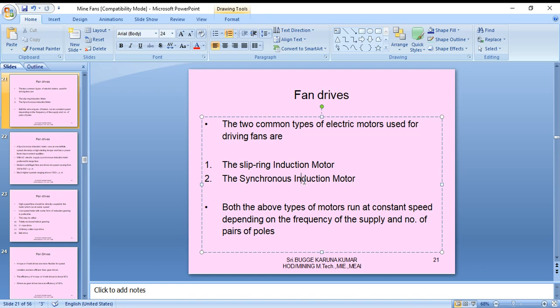The two common types of electric motors used for driving fans are the slip ring induction motor and the synchronous induction motor. Both of these types of motors run at constant speed depending on the frequency of the supply and the number of pairs of poles. So these are the major influencing factors for the prime drivers for the impeller rotation.